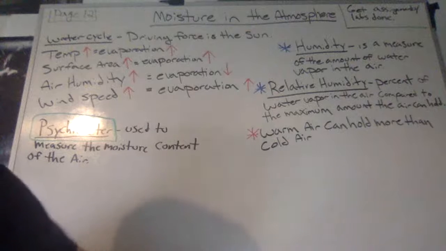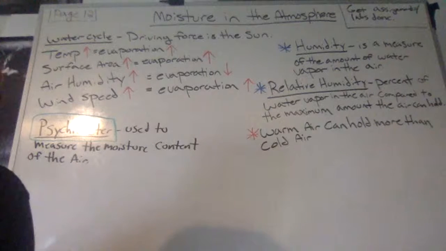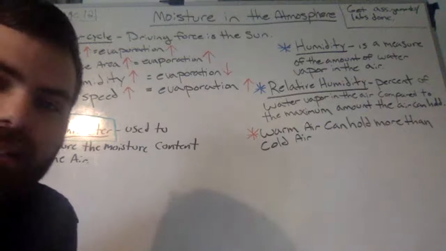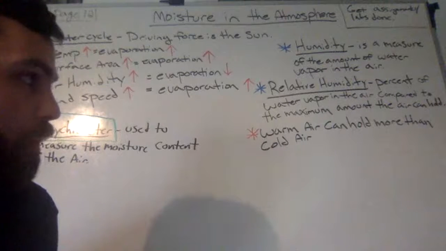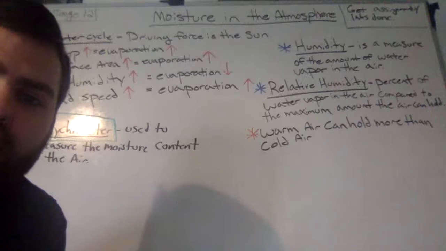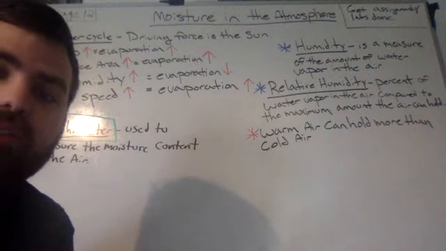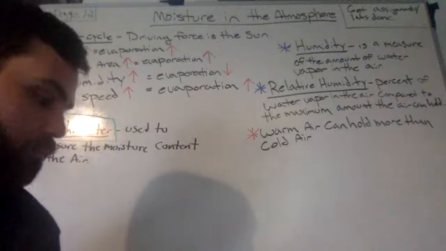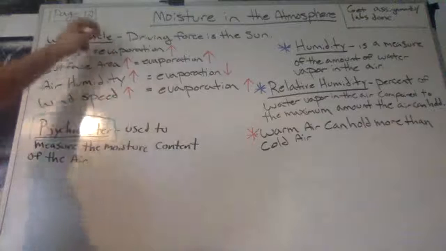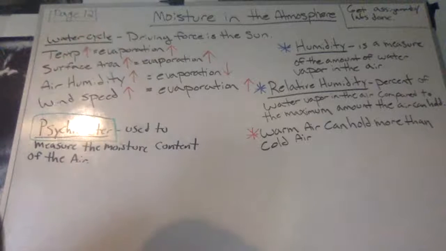So now we're going to get into relative humidity. That's the percent of water vapor in the air compared to the maximum amount the air can hold. So basically what this means is warm air can hold more than cold air. That's why over the summer you have those really hot, humid days, because there's a lot of water vapor in the air.